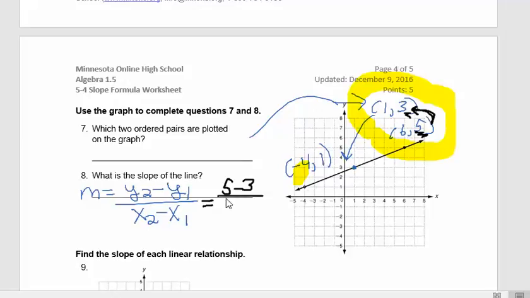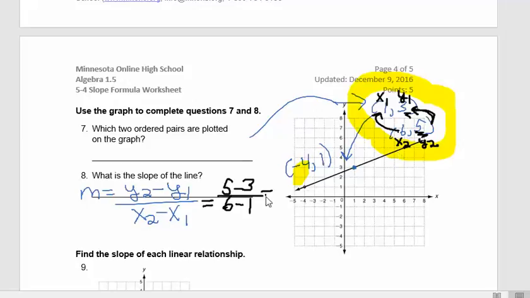Now when I get to the x coordinates, I cannot go 1 minus 6. I have to start with the same point that I started with before. So I'm going to go 6 minus 1. So I use this as my x1, y1, and this is my x2, y2. I don't really have to write that out, but it might help me say, okay, yeah, I went 5 minus 3, yep, that's right. And then I went 6 minus 1.